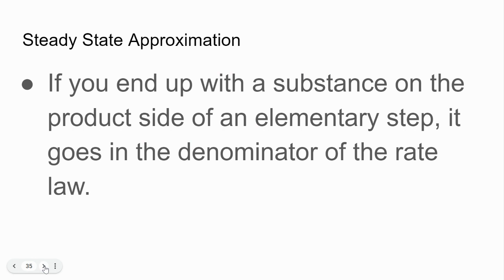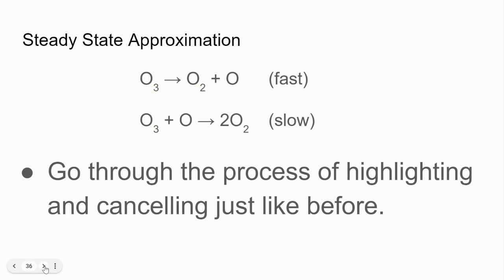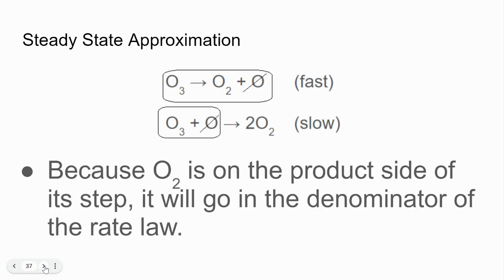If you end up with a substance on the product side of an elementary step, once you're done doing all your cancellation, it is going to go in the denominator of the rate law. Something we haven't seen before because we haven't done this before. When we write the rate laws, we always end up looking at the reactant side and nothing but. But now, because we have to box in everything on the reactant side of our limiting step, our slow step, and everything that comes before it, we could have something on the product side of a previous step that doesn't cancel out.